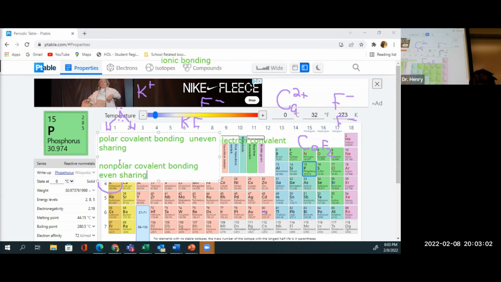We all have relationships like that, right? Okay, so ionic bonding is that give and take, and then covalent bonding is sharing.